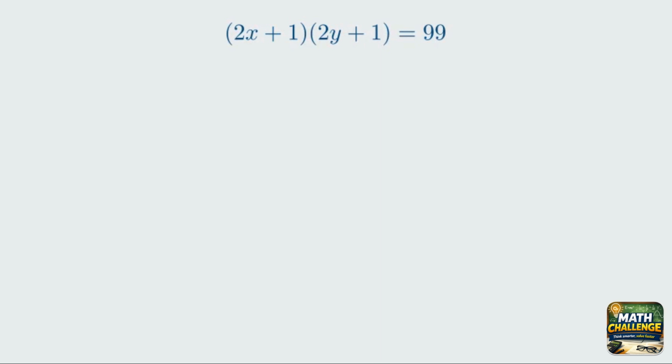This means that 2x plus 1 and 2y plus 1 must be a pair of integers that multiply to give 99.